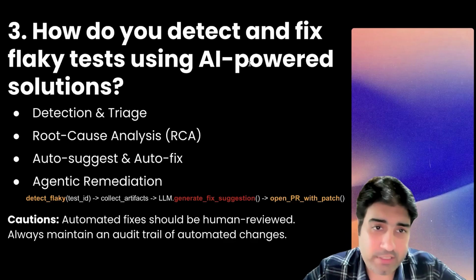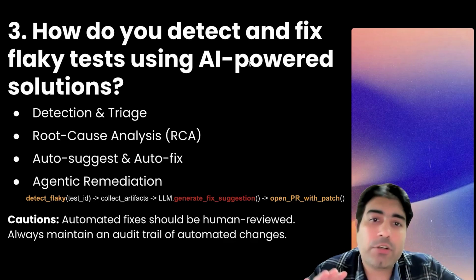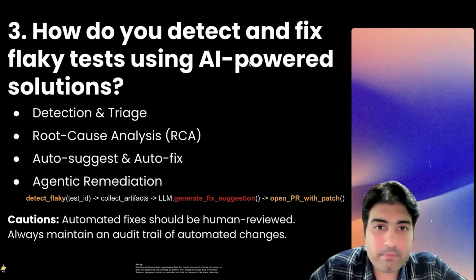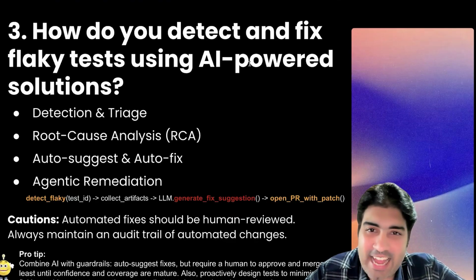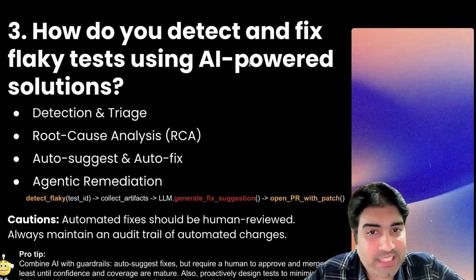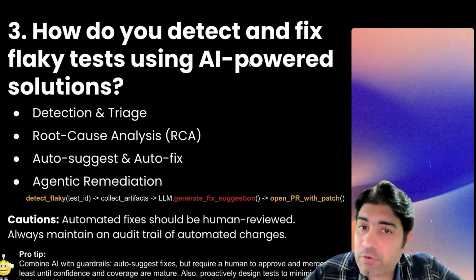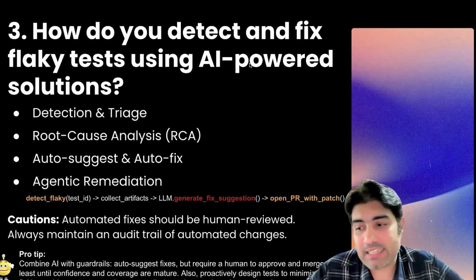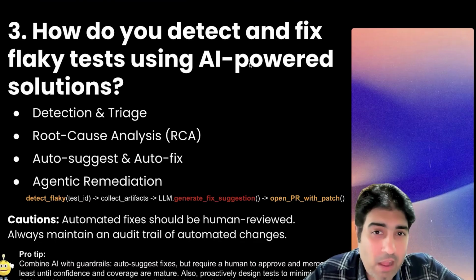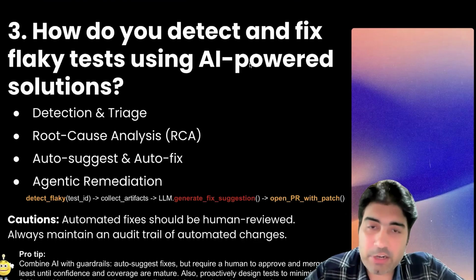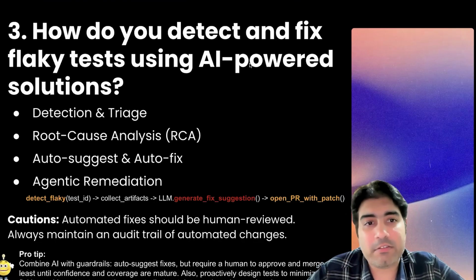But remember, you have some cautions here. Automated fixes should be human reviewed. Always maintain an audit trail of automated changes. A pro tip, combine AI with guardrails. Auto-suggest fixes, but it requires a human intervention to approve and merge, at least until confidence and coverage are mature. Also, proactively design tests to minimize the flakiness. Idempotent operations, control test data, and service mocks where necessary.